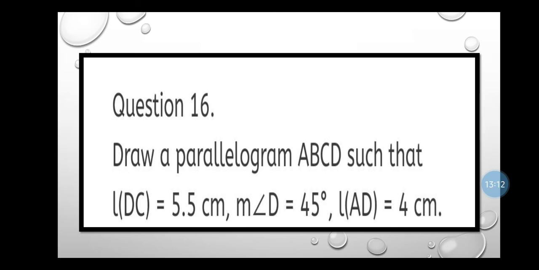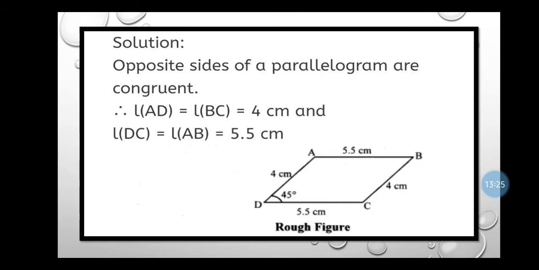Question number 16. Draw a parallelogram ABCD such that length DC is equal to 5.5 centimeters, measure angle D is equal to 45 degrees, length AD is equal to 4 centimeters. Solution. Opposite sides of a parallelogram are congruent. Length AD is equal to length BC, that is 4 centimeters, and length DC is equal to length AB, that is 5.5 centimeters. Now we are provided with this information.